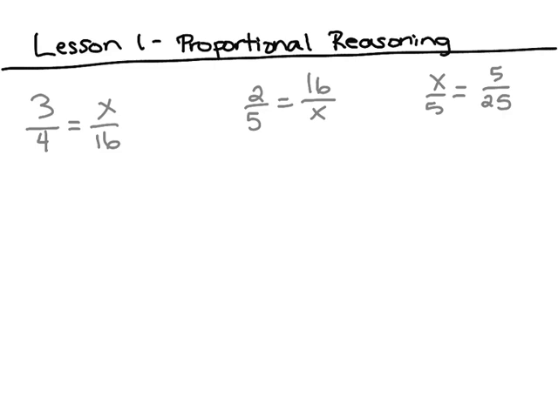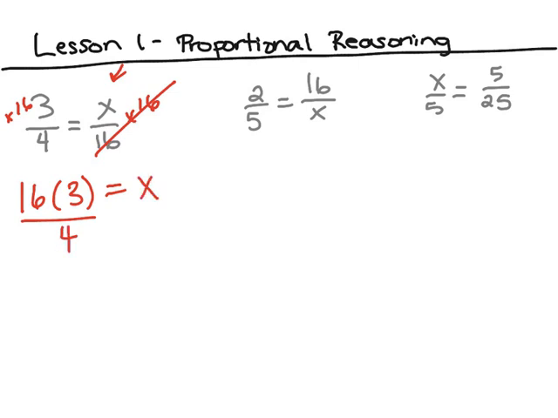So for our first example, we have x in the numerator. We want to isolate x, so we want to get it by itself. So to do that, we're going to multiply both sides by 16. This is going to cancel. If you multiply, then divide by 16, it cancels each other out. So on our left side, we have 16 times 3 over 4, so divided by 4, is equal to x.